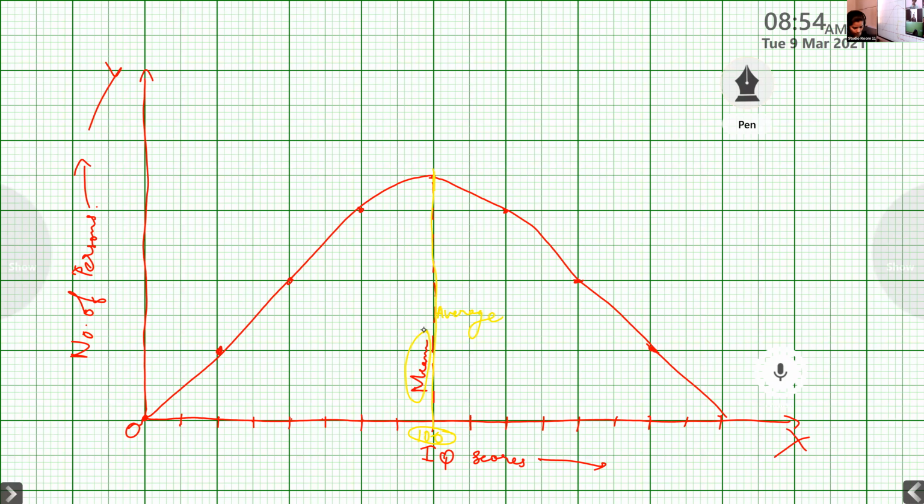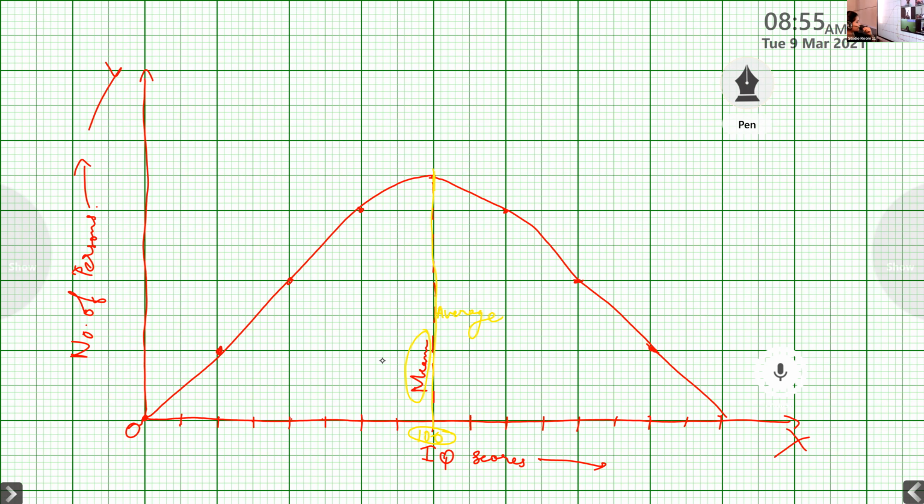If you get an IQ score of 80, then what is your interpretation of intelligence? Low average. Your intelligence will be low average. If you get an IQ score of 125, what will be your interpretation? Superior. Then next, say 95. What will be your interpretation? Average. This is how you interpret.